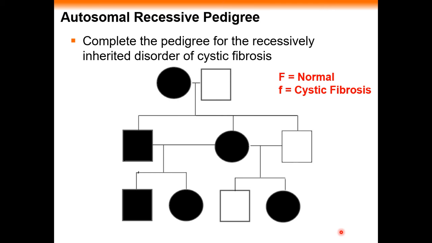So I'm going to give you a chance to complete this pedigree here. So I'd like you to complete this pedigree. Maybe draw this out on a sheet of paper, and then try to complete it and try to figure out what the genotype is for this recessively inherited disorder, cystic fibrosis. So write this out and try to figure it out. You definitely need to be able to do this for the exam.